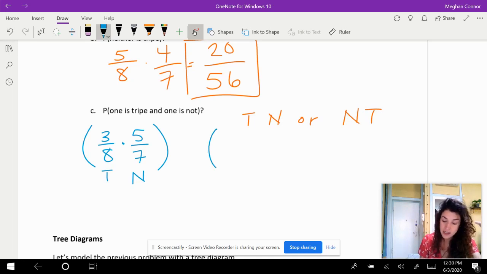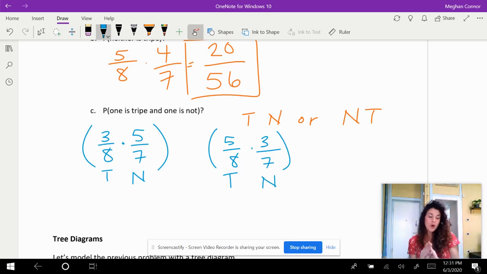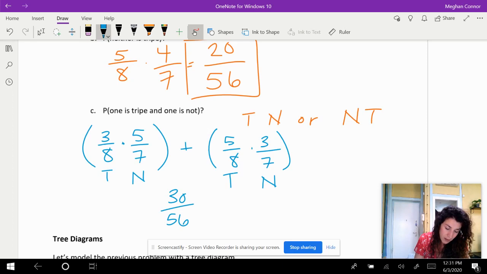And then our second option is that the first one is not tripe, so 5 out of 8. And then the second one is tripe. There's still 3 tripes left, but only 7 left in the bag. So then this is not tripe and then tripe. So with these 2 probabilities, you find the probability of each of those events occurring. And since both of those events fall under this category, you add those probabilities together. So that's going to be 15 over 56 for both of them. So it's going to be a total of 30 over 56.